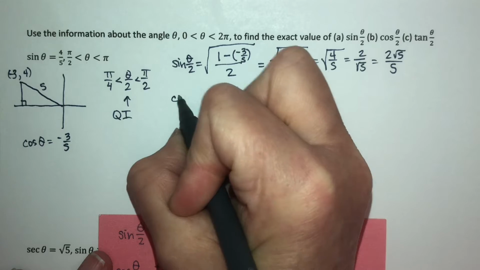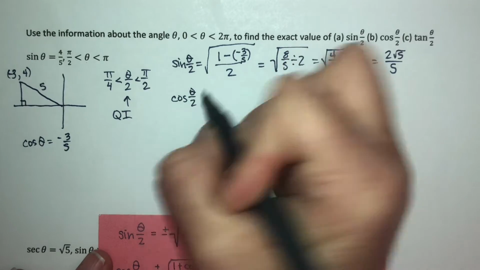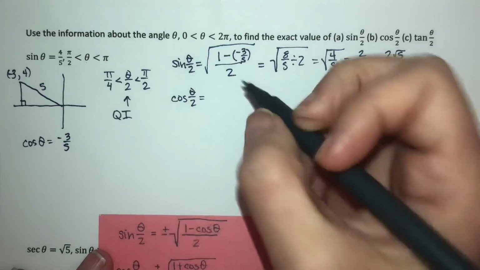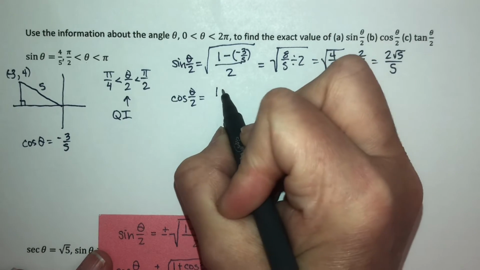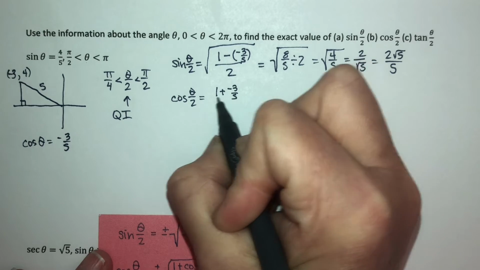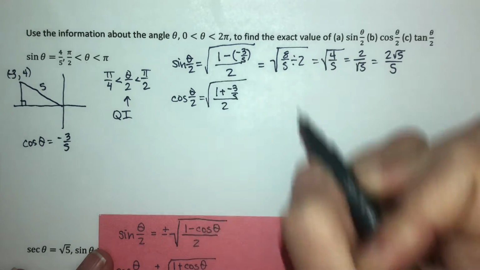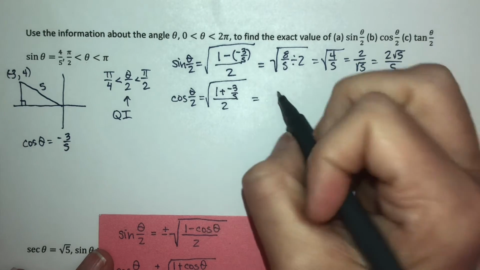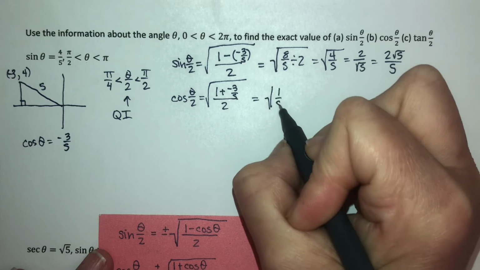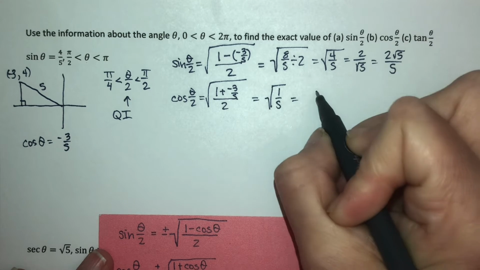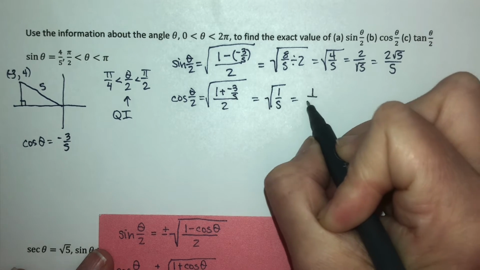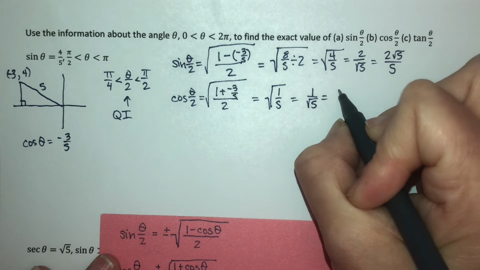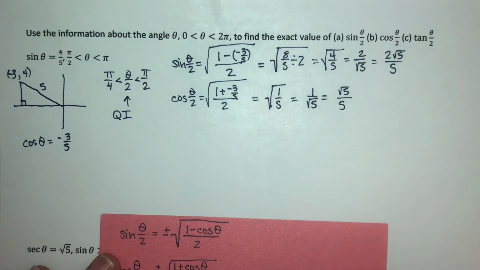Okay, for cosine of the half angle, again, it's going to be positive because it's in quadrant 1. And I have 1 plus -3/5 divided by 2. It's the positive square root of that. Well, this will be 2/5, and half of that will be 1/5. So the square root of 1/5, which is 1 over the square root of 5. And then if you rationalize that, you get square root 5 over 5.